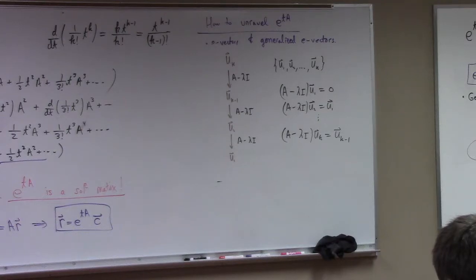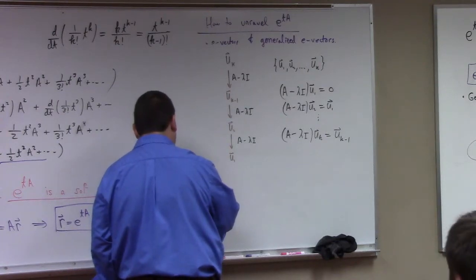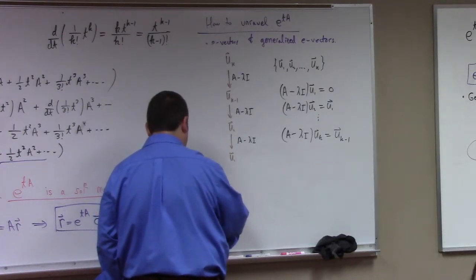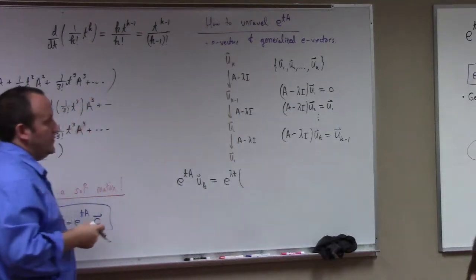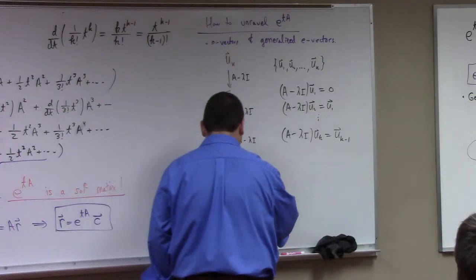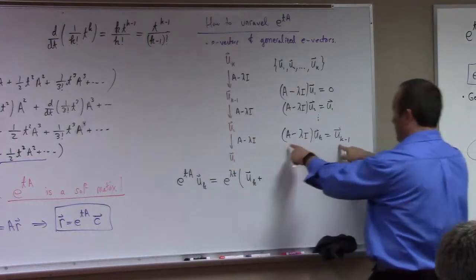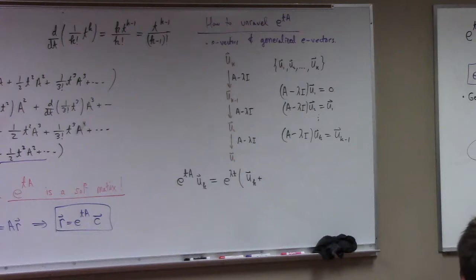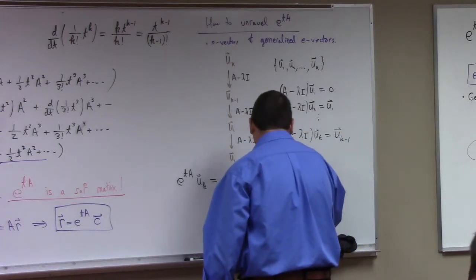And if you were to take such a thing and hit it on the matrix exponential, what would happen? You get e to the lambda t. And when you work it out from the magic formula, of course we get uk for the first thing. And then what comes next? Think about it: we hit uk with A minus lambda I, we get uk minus 1, right? So we get plus t times uk minus 1.